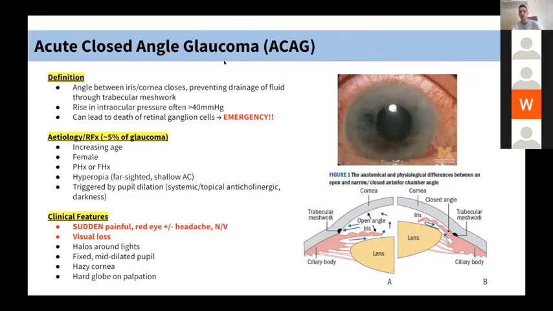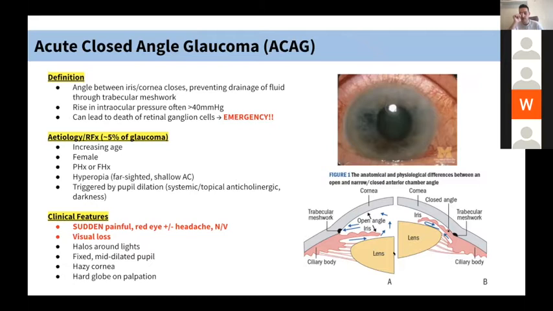So firstly, going through acute closed angle glaucoma, a very big condition that pops up time and time again. So know this one really, really well. The definition: it's when the angle between the iris and the cornea, also called the iridocorneal angle, closes off, and you get a rapid build-up in pressure in the eye. So you can't drain any more fluid.